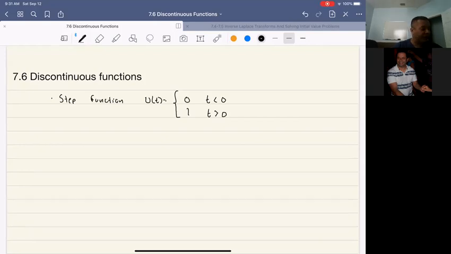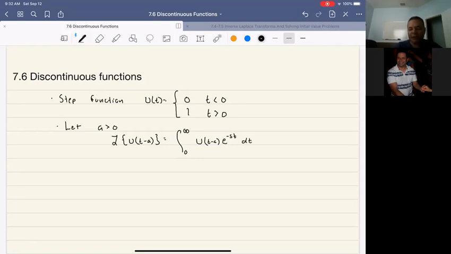We're going to take the Laplace transform of the step function. We're actually going to take the Laplace transform of the step function where there's a t minus a. So let a be greater than 0, and we're going to take the Laplace transform of u of t minus a. All right? So this equals the integral from 0 to infinity of u of t minus a e to the negative st dt.